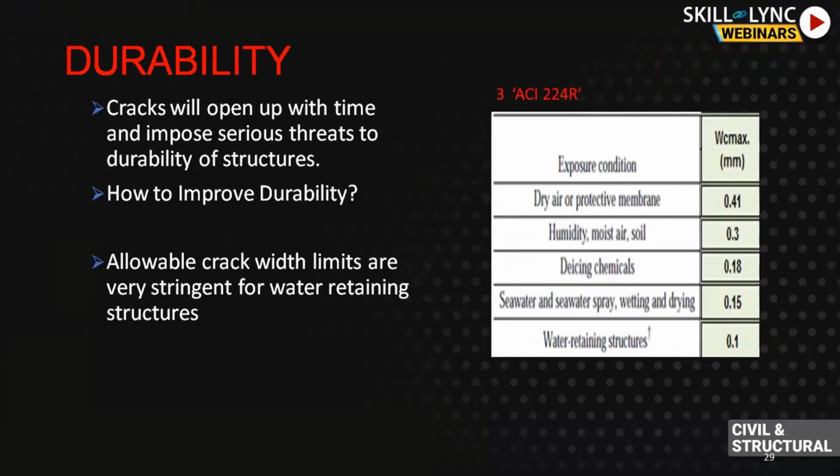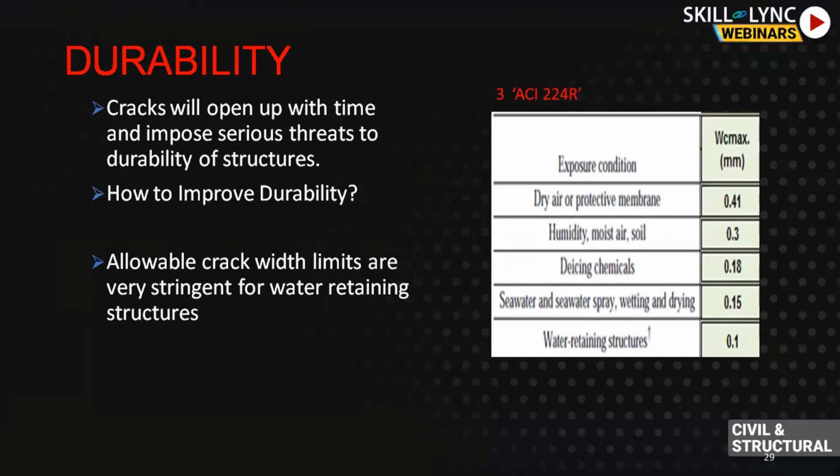Now here comes ACI 224R, control of cracking in concrete structures. If you see the bottom row, this is only 0.1 millimeter allowable crack width. If you see dry air, you have crack width 0.41. If you have seawater in your structure, it's 0.15. If you have humid soil around your structure, still you can go for 0.3.